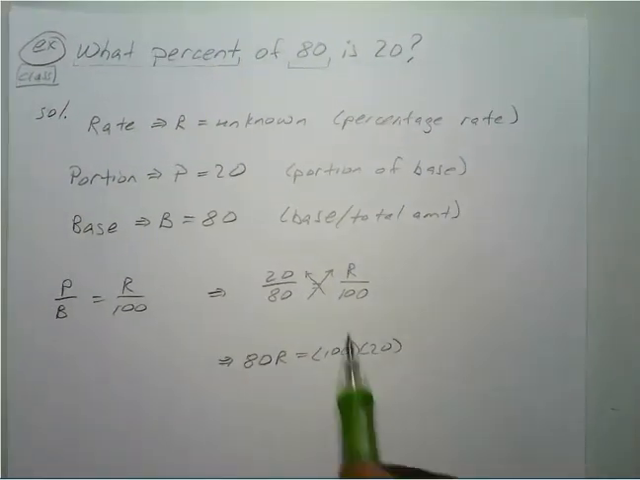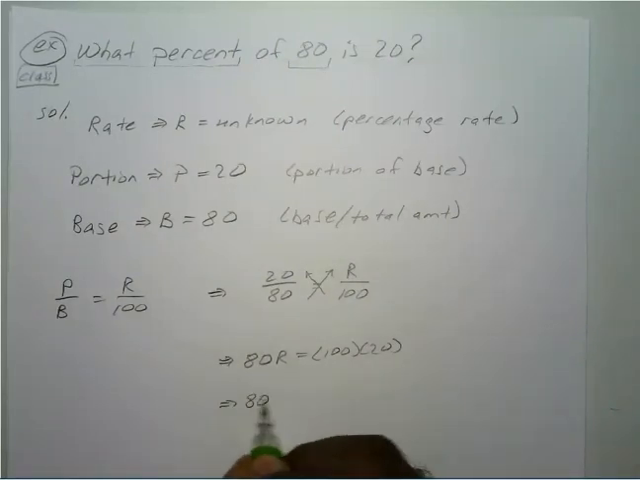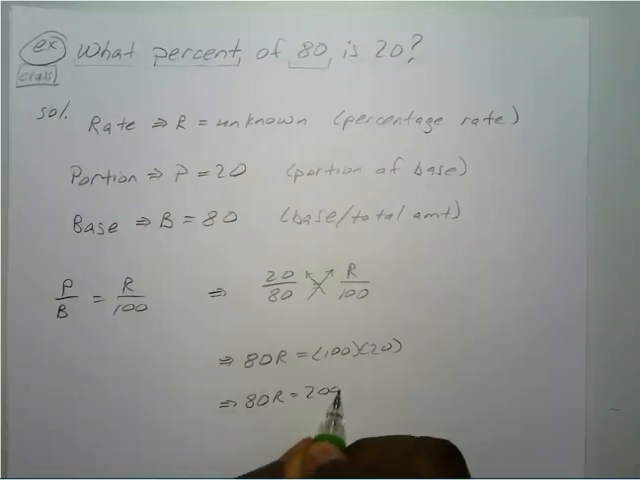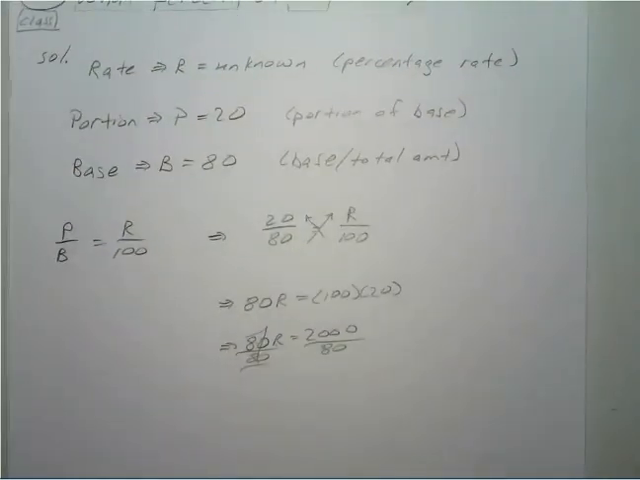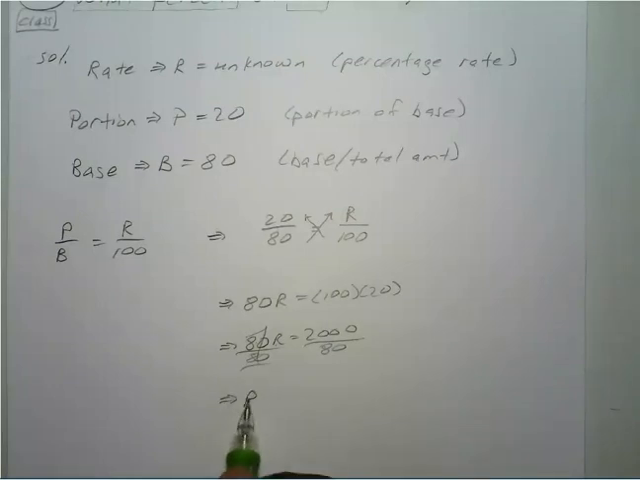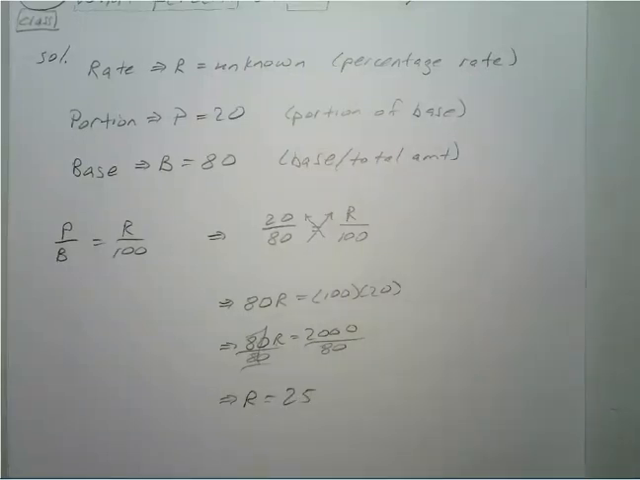100 times 20 is 2,000. So you have 80 times your rate equals 2,000. Divide both sides by 80 to isolate our variable. Anything divided by itself is 1. So your rate is equal to 2,000 divided by 80, which is 25. So your rate is 25%.